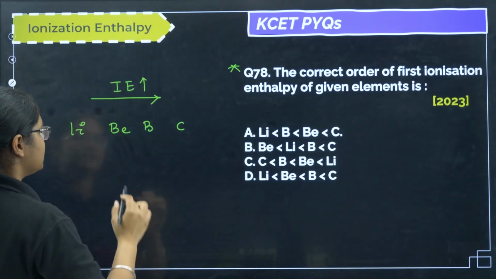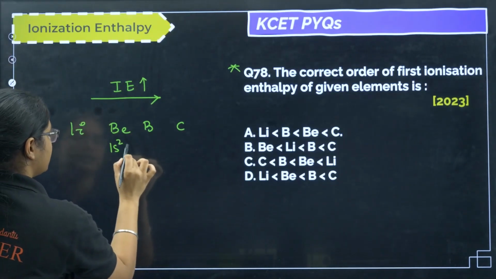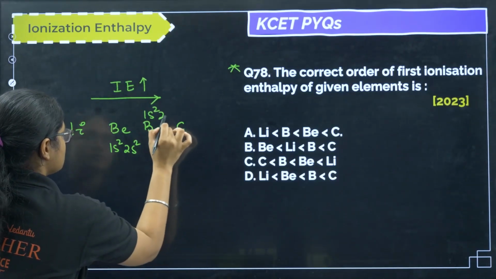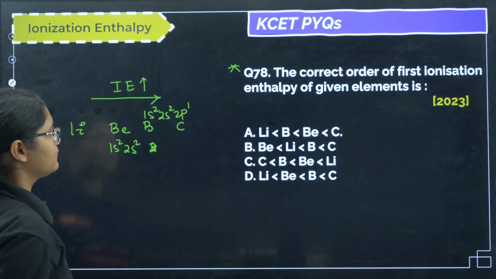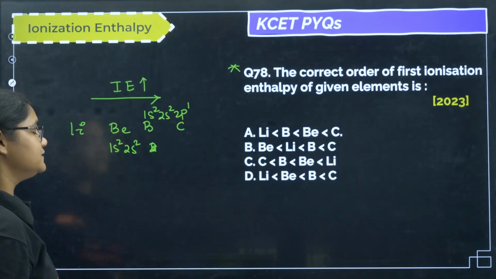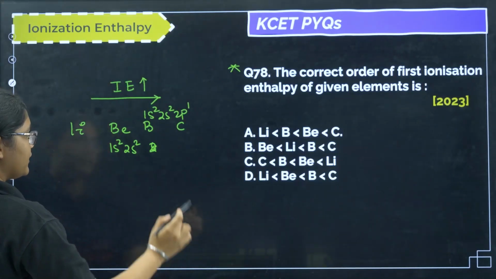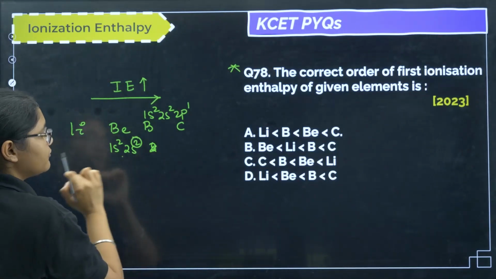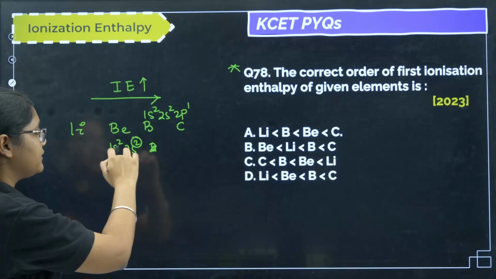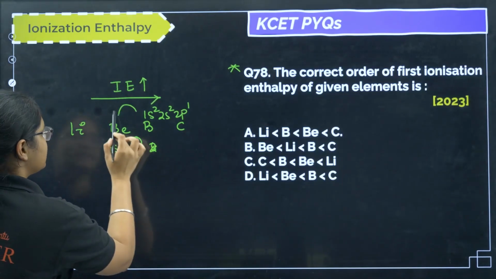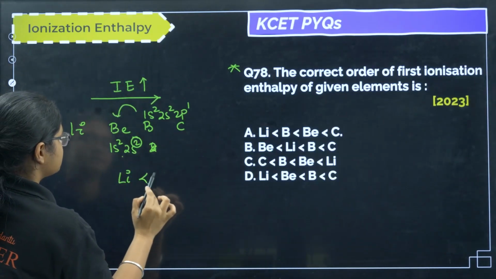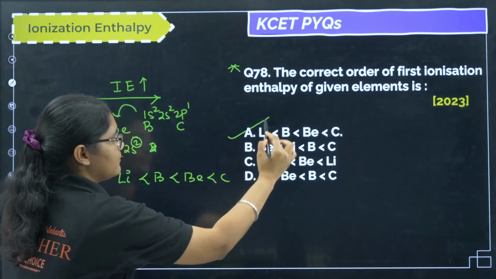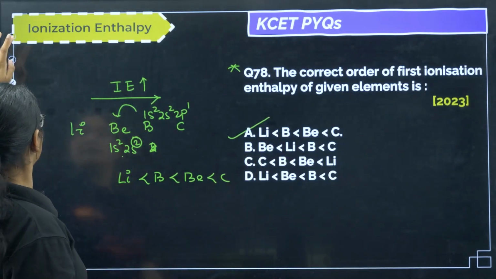But here what happens, if I see the beryllium configuration, it is 1s2, 2s2, and here it is 1s2, 2s2 and 2p1 for boron. Now here you can see that I have to remove an electron from a noble gas configuration of helium or from a filled electron orbital. So that will require more energy. That is why there is an exchange here and the order becomes like this, then carbon. So lithium, boron, beryllium, carbon, that is option number A here.